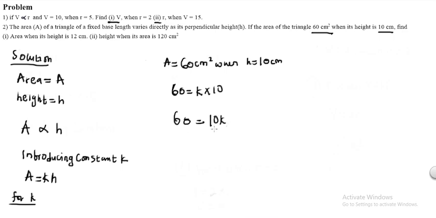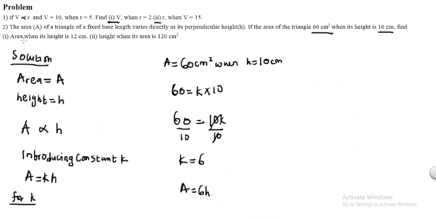So from here, I can divide both sides by 10 to get my value of k. So I'll say divided by 10 here, divided by 10 here. This cancels out this. And then k is equal to 6. As k is equal to 6, that will tell us that A is equal to 6h.